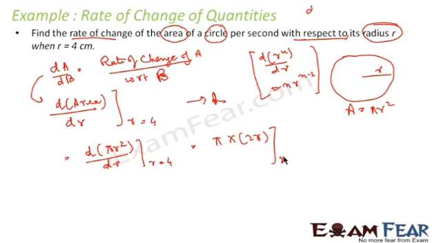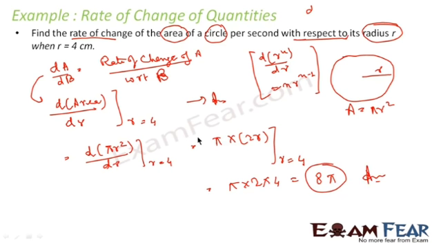And we have to find this at r is equal to 4. So this is nothing but pi into 2 into, instead of r I'll say 4. That is nothing but 8 pi. And that is my answer.